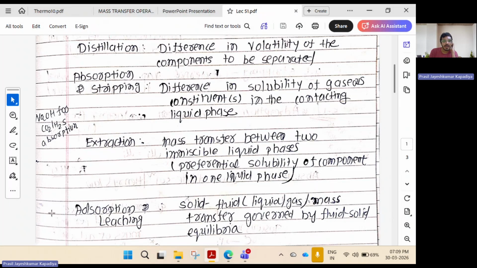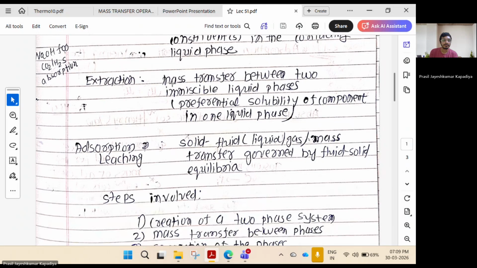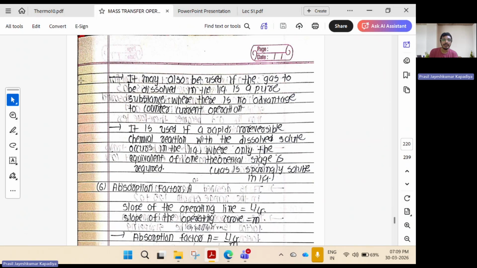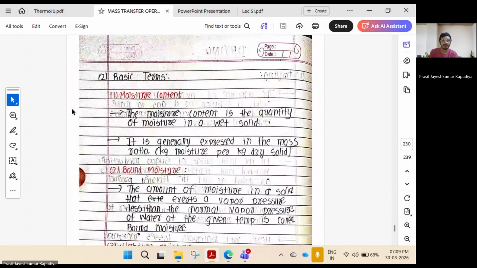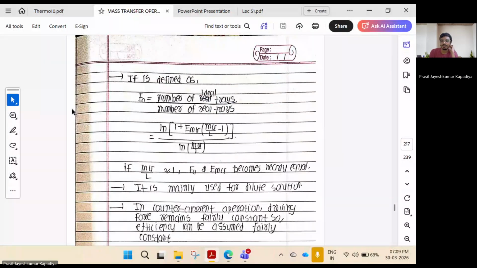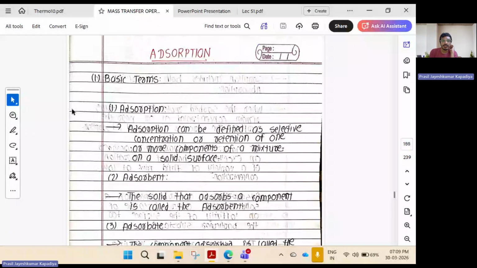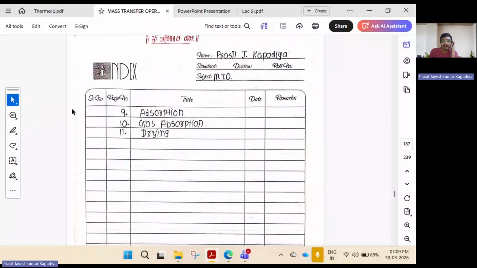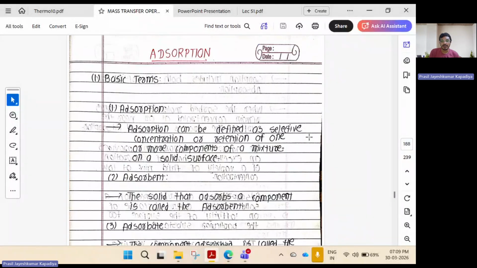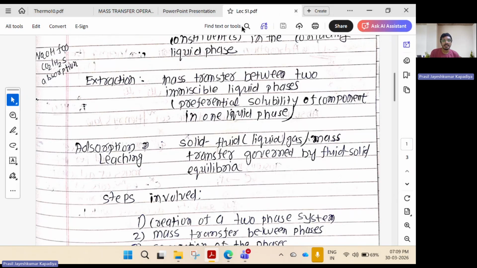Okay, so if we see here, absorption relies on the difference in solubility of gas constituents in the contacting liquid phase. That is the basic principle of absorption. Now there is one more operation, that is adsorption. AD, not AB. So what is adsorption? Adsorption is defined as a selective concentration or retention of one or more components of a mixture on the solid surface. So adsorption is basically solid-liquid, or it can be solid-gas mass transfer.